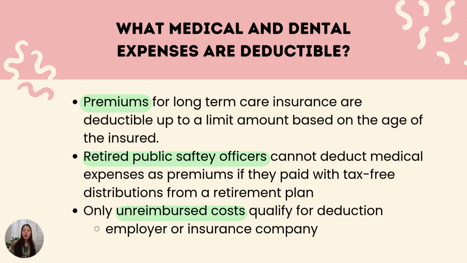And finally, only unreimbursed costs qualify for the deduction. Sometimes your employer or your insurance company will reimburse costs, meaning that you went to the hospital and the insurance company was like, oh, we'll cover it, we got you. Or if an injury happened on the job and you had to see a chiropractor, your employer might reimburse those costs. They might give you money back. If they reimburse that cost, you can't deduct those costs from your AGI because you didn't pay them, if that kind of makes sense.